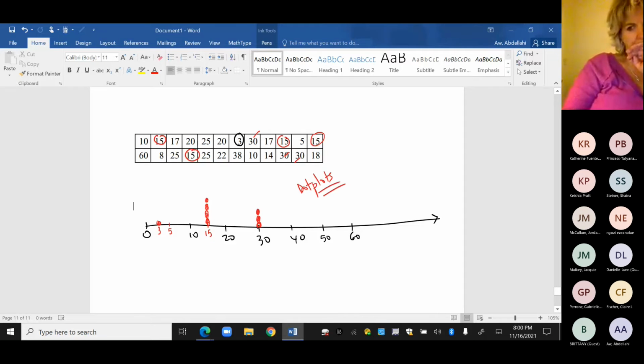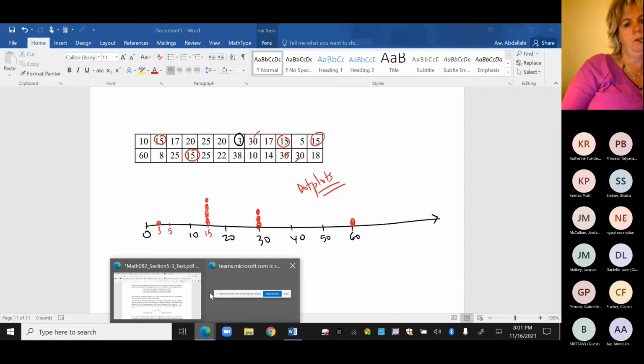So 60, I have 60 only one time. I put 1 dot above 60. You see, this is a dot plot. That is another way to represent data. So when you see that somewhere, it is a representation of quantitative data.